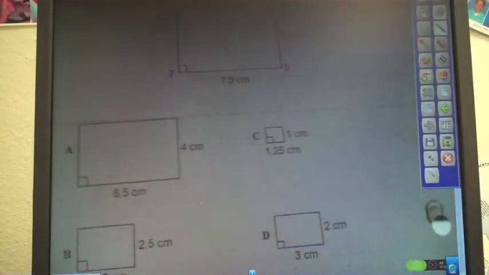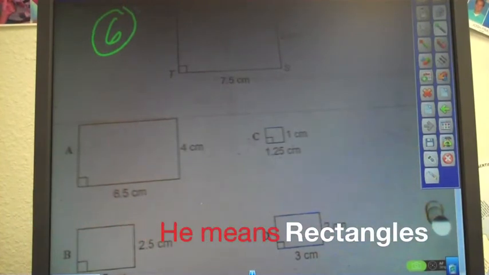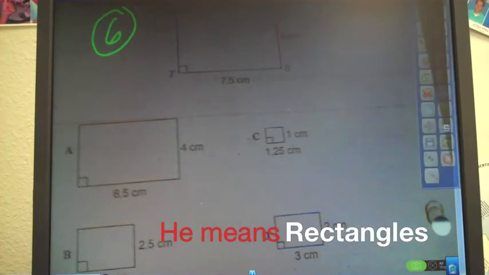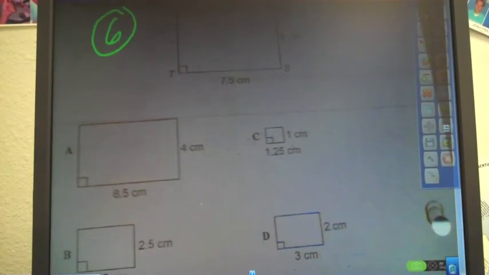Alright, mathematicians, let's try it out together. Problem number 6. In problem number 6, we're asked to show which of these four triangles on the bottom is similar to the triangle up top. So, to do that, we're going to set up some proportions between the sides. If they're similar to the triangle up top, the proportions will be equal.